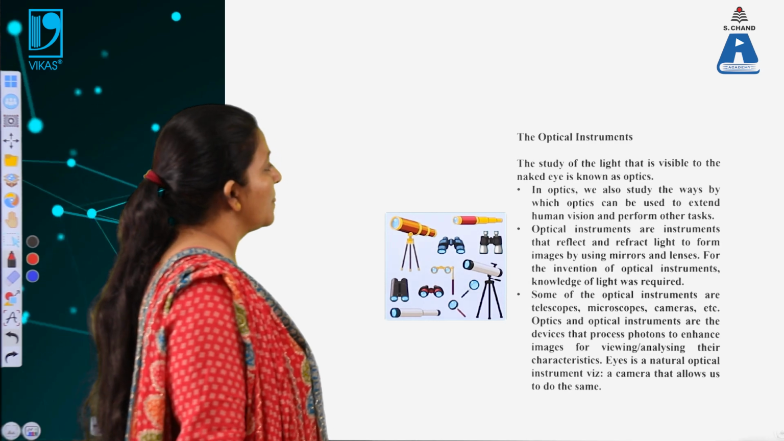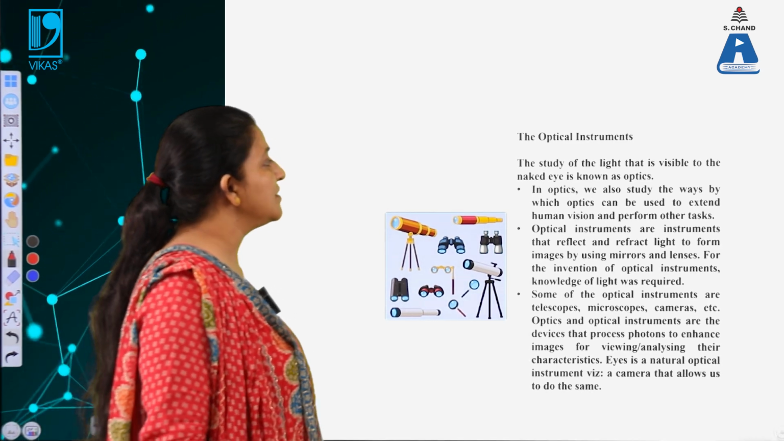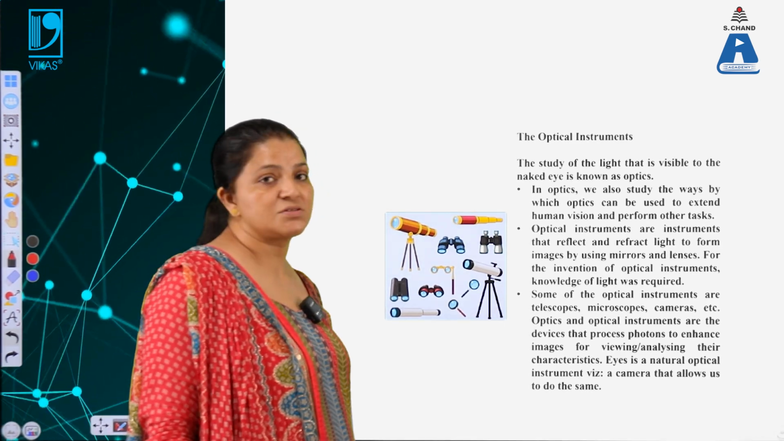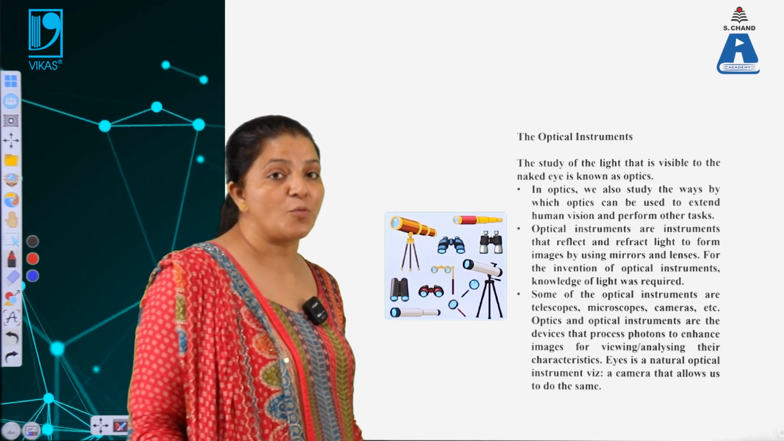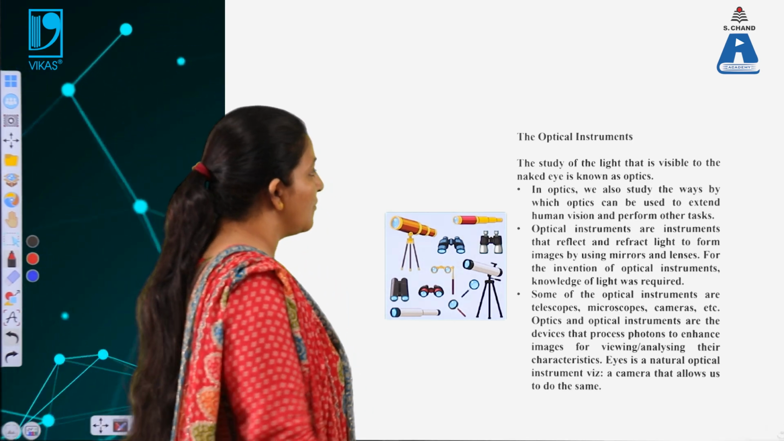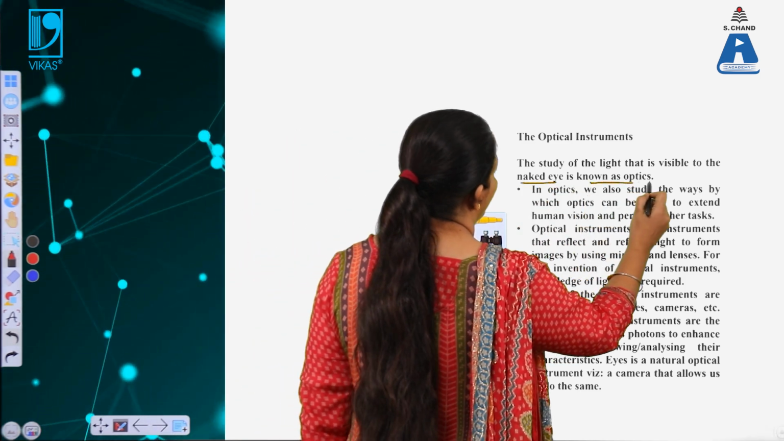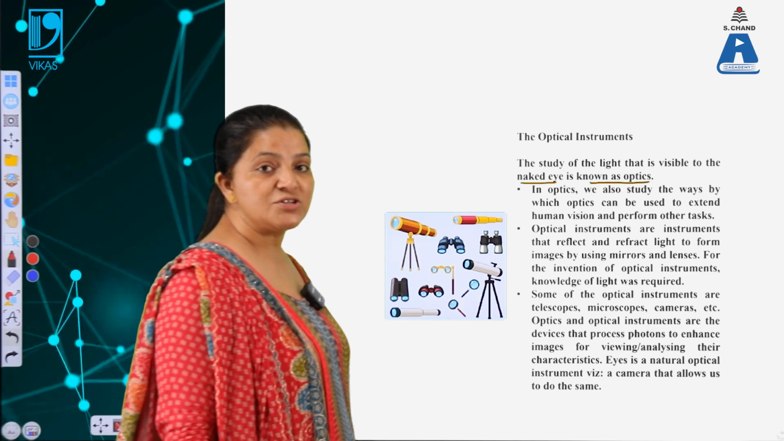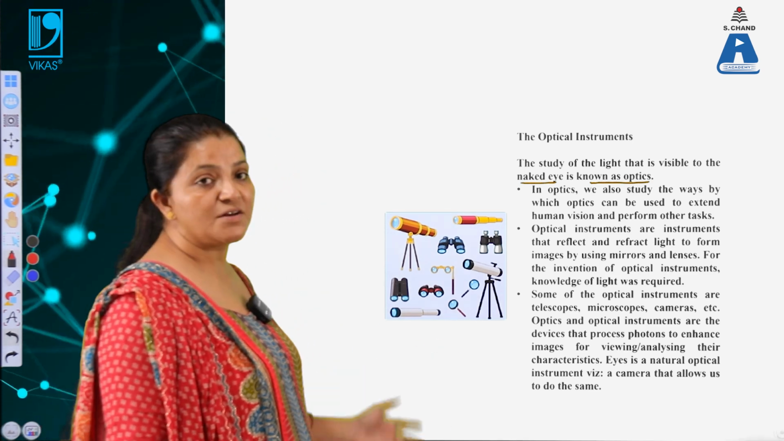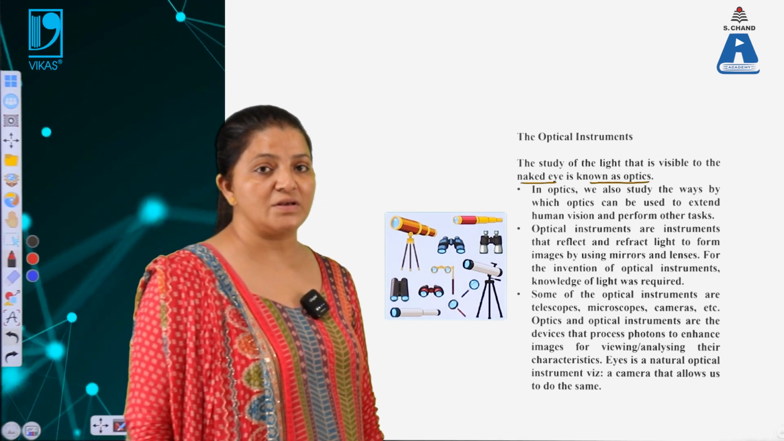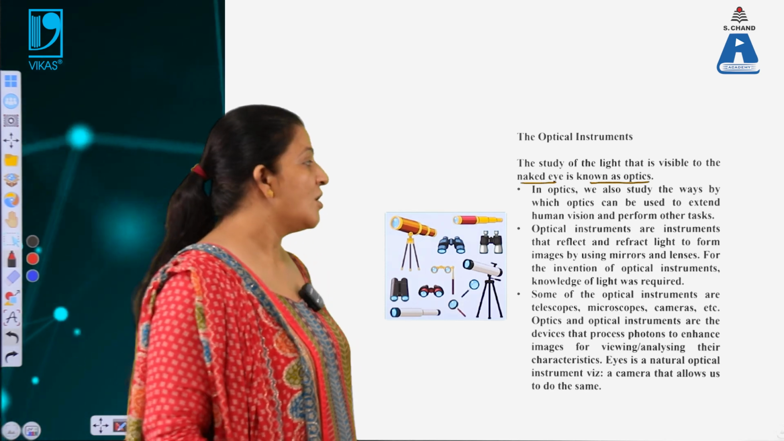So, optical instruments are what? These are how we can visibly see the objects. That is given by the different optics. The study of light that is visible to our naked eye is known as optics. And the instruments which are required in order to see the different objects are known as optical instruments.